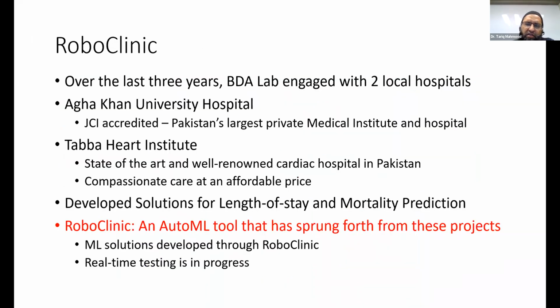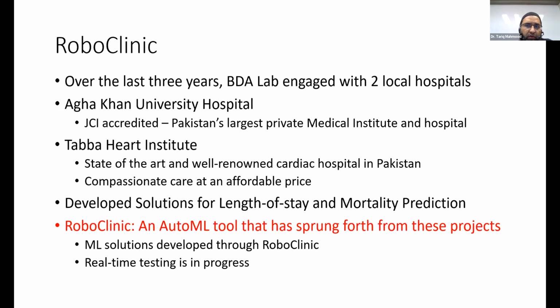Over the last 3 years, we at the BDA lab engaged with two local hospitals. One of them is the Aga Khan University Hospital. It's accredited by JCI. It's Pakistan's largest private medical institute and hospital. So many people come here from different countries and different cities just to get treated at this hospital. And the second one is a philanthropic initiative called the Tabba Heart Institute. Tabba is the name of the person who started it. It's one of the most well-renowned cardiac hospitals in Pakistan, because they give you extremely good care at an affordable price without any exaggeration.